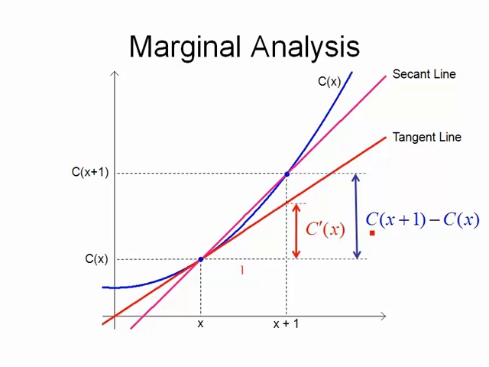The actual cost of increasing our production is just the slope of the secant line. An approximation of that is the derivative. And a lot of the time, it's going to be easier to compute the derivative than it is to do C of x plus 1 minus C of x.